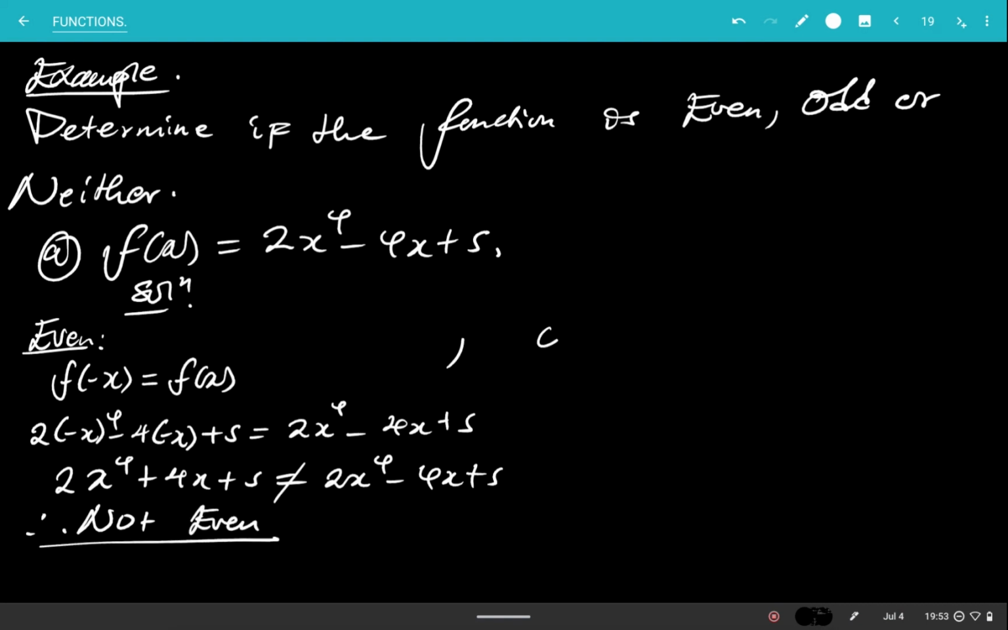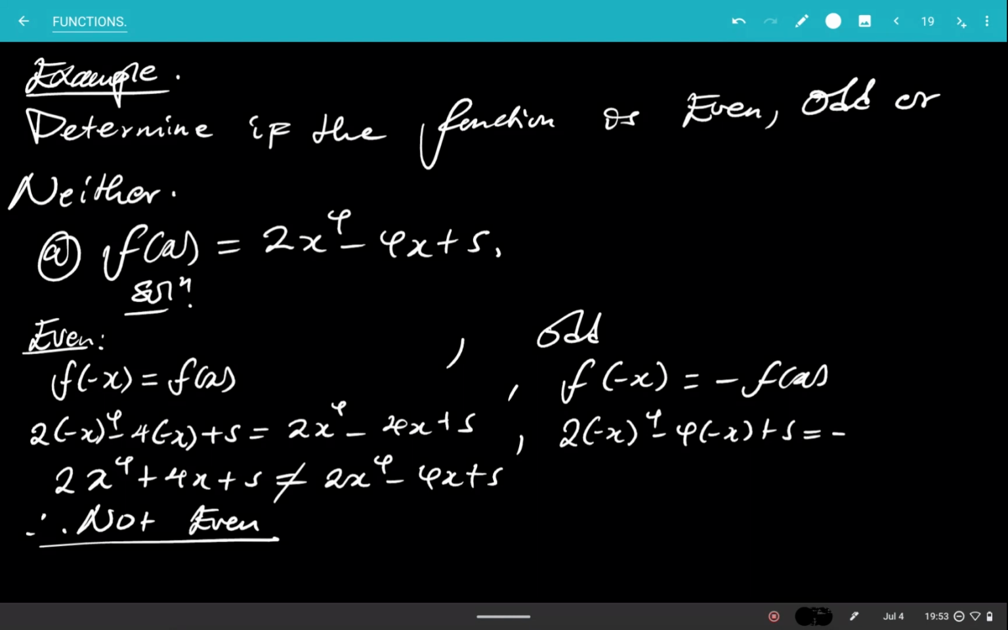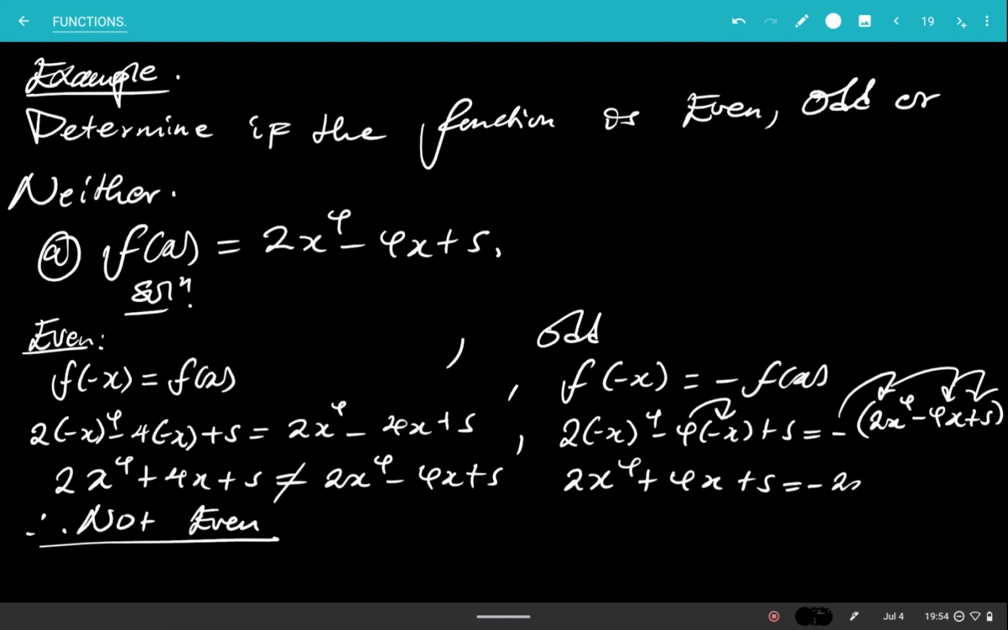Let's try and check if it's odd. For it to be odd, f of minus x should equal minus f of x. So for f of minus x, we know what we're doing: we put a minus x wherever there's x. So we have 2 times minus x to the fourth, then minus 4 times minus x plus 5, which should equal minus of everything you have: 2x to the fourth minus 4x plus 5. So this will be 2x to the fourth, then this times that will be plus 4x plus 5. The negative times everything: negative by that, and by that. You get minus 2x to the fourth plus 4x minus 5.